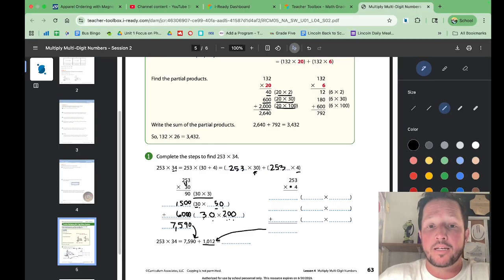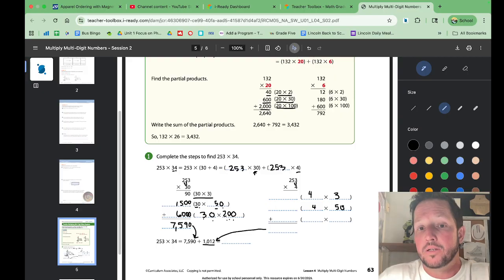And so you'll do the same thing. It's 4 times 3. You do the first equation, 4 times 3. Then you do 4 times 5, which is actually 5 in the tens place, which is 50. And then 4 times 2 in the hundreds place, which is 200.